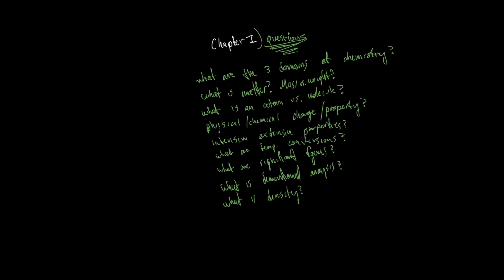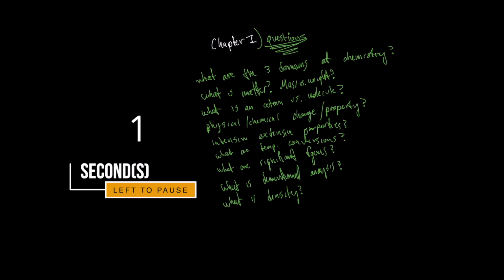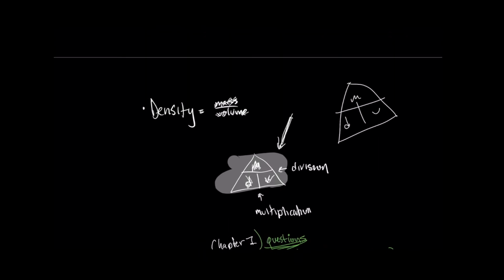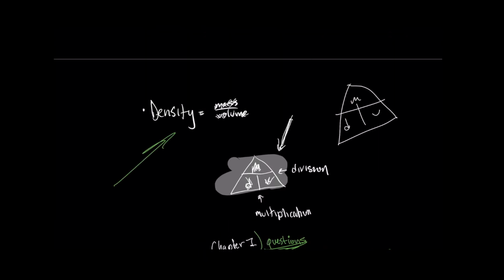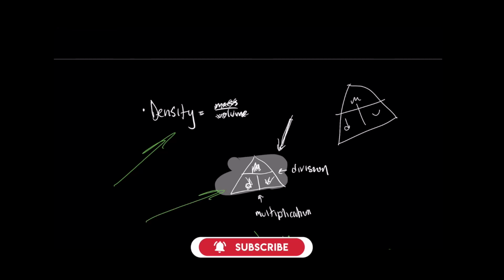And lastly, what is density? Another very important question. It's right here. Density is mass per volume. Remember my handy dandy chart right there. Multiplication and division. DMV.